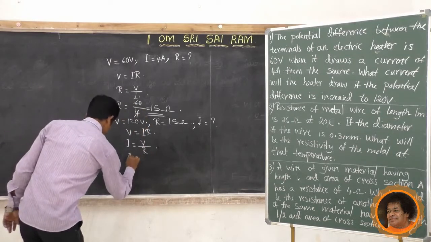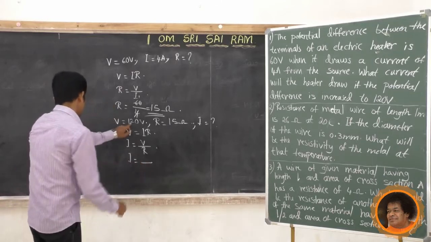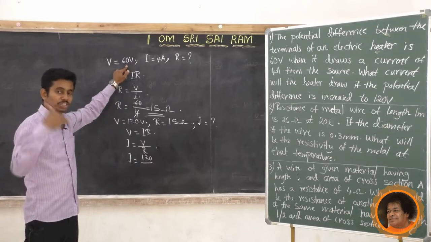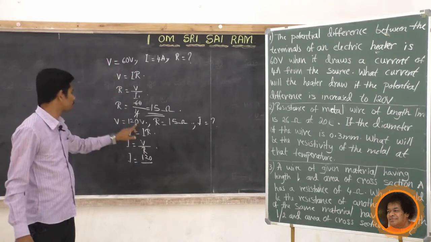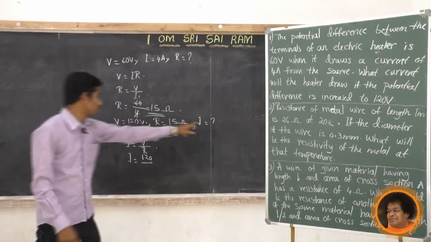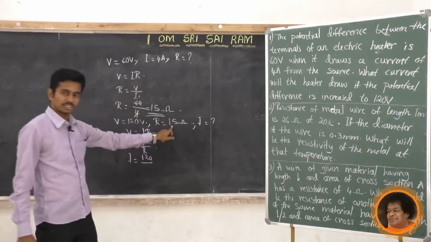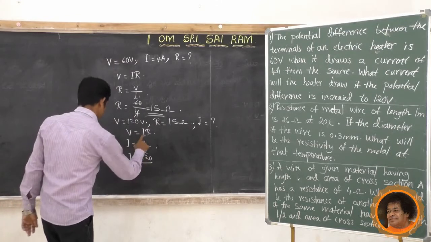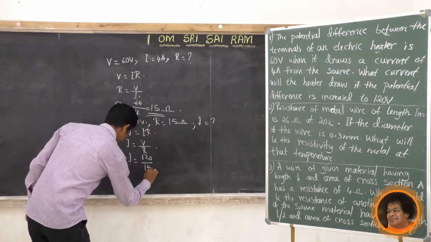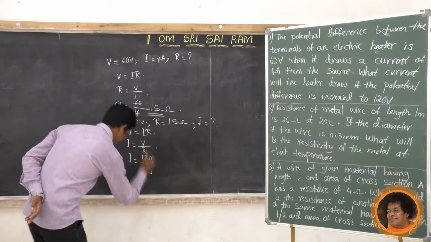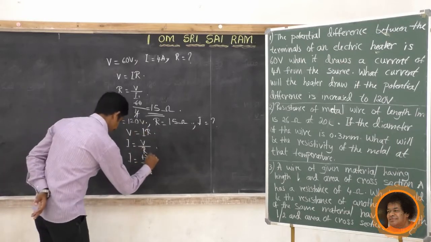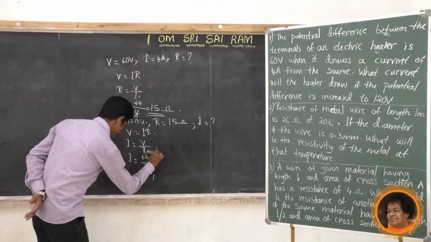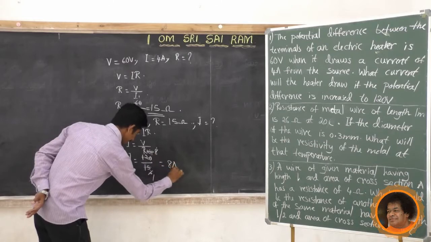Now substitute the values. I equal to V by R. What is V? Now it is 120. Why is it not 60 volt? Because it is increased. The potential difference increased from 60 volt to 120 volt. What is the resistance? Resistance is 15 ohm only. V equal to 120, R is 15. 15 multiplied by 8 gives 120. So I equal to 8 ampere.